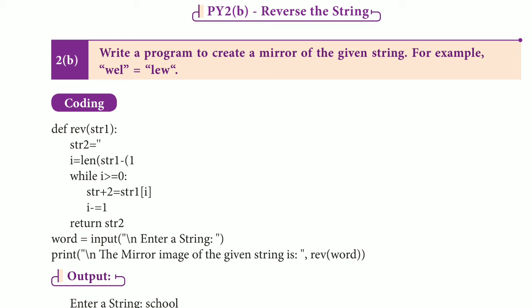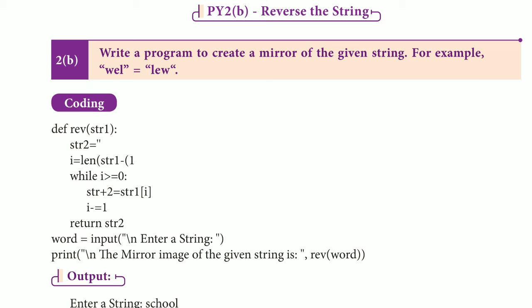So str2 is equal to an empty string. Single quotes are given there. So i is equal to len(str1) minus 1. The bracket must be on the other side of the 1, next to 1, not before 1. The closing bracket must be after 1. This means it will find the length of the string and assign it to the variable i.